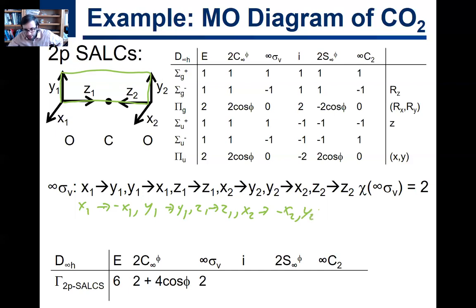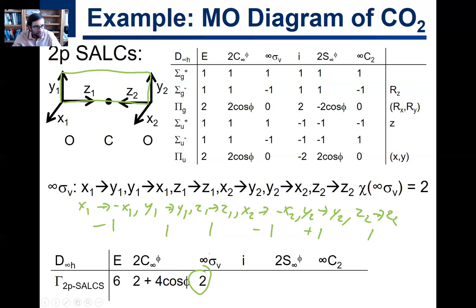Y2 is going to go to itself, and Z2 is going to go to itself. So our matrix here, we have a negative 1, a 1, a 1, a negative 1, positive 1, sorry, and a 1. So add all those up together, and you're going to get 2 again, which is what we had.